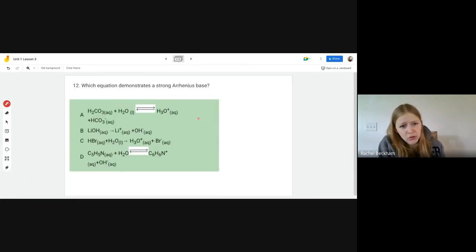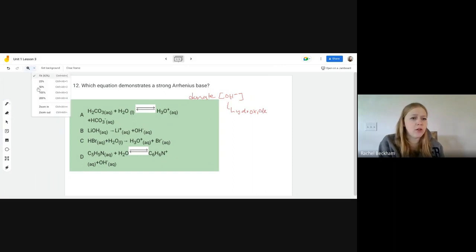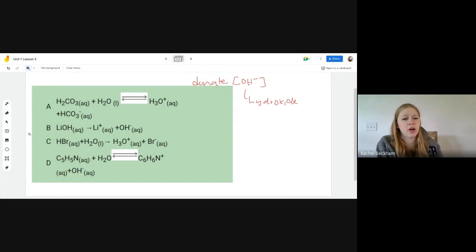Which equation demonstrates a strong Arrhenius base? Remember that Arrhenius bases are things that donate OH, which is called hydroxide. You should memorize it. This is called hydroxide. Okay, so which one of these have hydroxide in them? Which equation here? Y'all look and see. Which one has hydroxide in it? This one does, right? This has LiOH on this side, lithium hydroxide, and then it breaks it down.